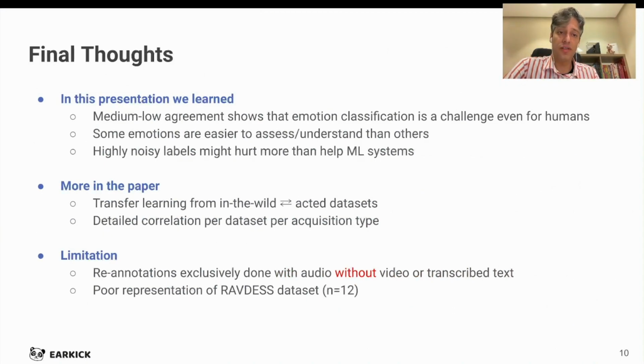To recap, we saw today that the emotion classification task is a challenging task, even for humans. We learned that not all emotions are equal. Some emotions have higher agreement than others. This disagreement can cause confusion to machine learning models, and our study showed that some of this noise can be eliminated by using a slightly higher threshold than the usual one. Due to the time limit, some topics from the paper were not presented today, and we invite you to read our full paper. Finally, there are some limitations in our work, including the fact that we re-annotated all the samples only listening to the audio, not using the video, nor the transcribed text associated with each sample.